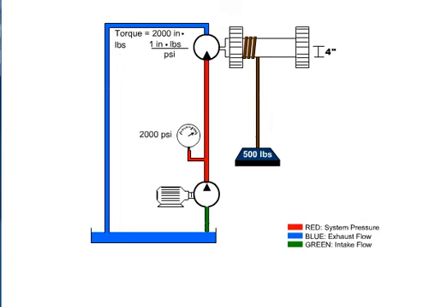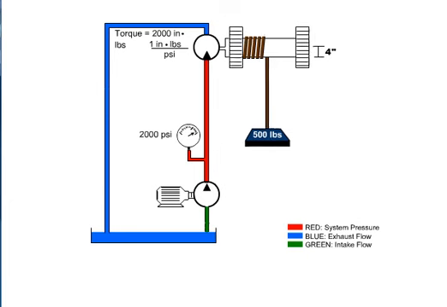The second consideration would be displacement. This is necessary to determine the amount of flow required to rotate the hydraulic motor at the required RPM.